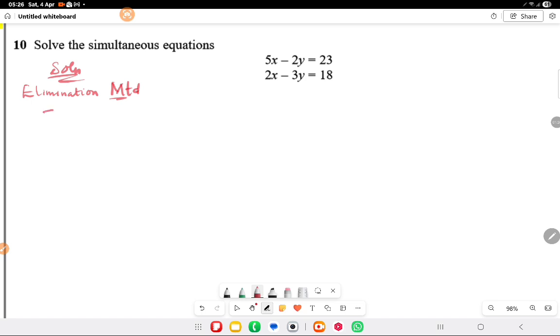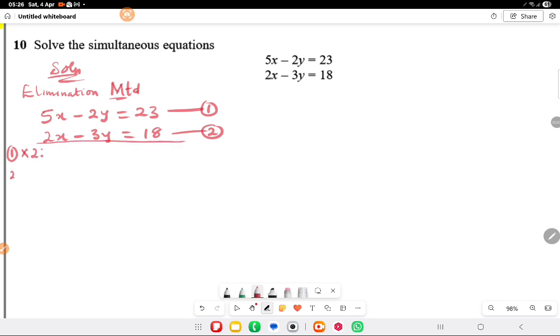So we write 5x minus 2y equals 23. We take this to be equation 1, and we write the other, 2x minus 3y equals 18, equation 2. To eliminate one of the variables, we say equation 1 times the coefficient of x in 2, which is 2, then equation 2 times the coefficient of x in 1, which is 5.